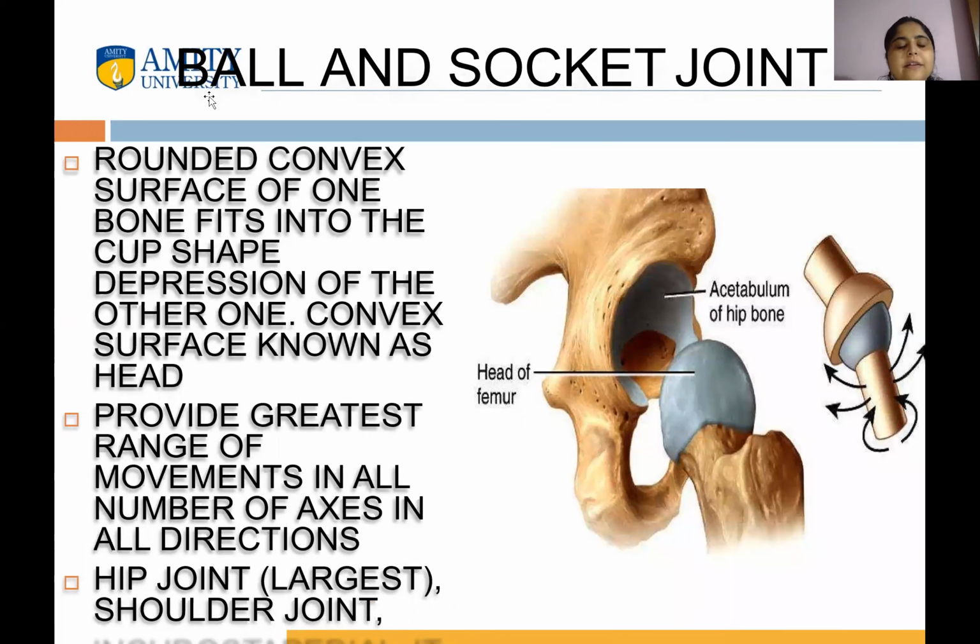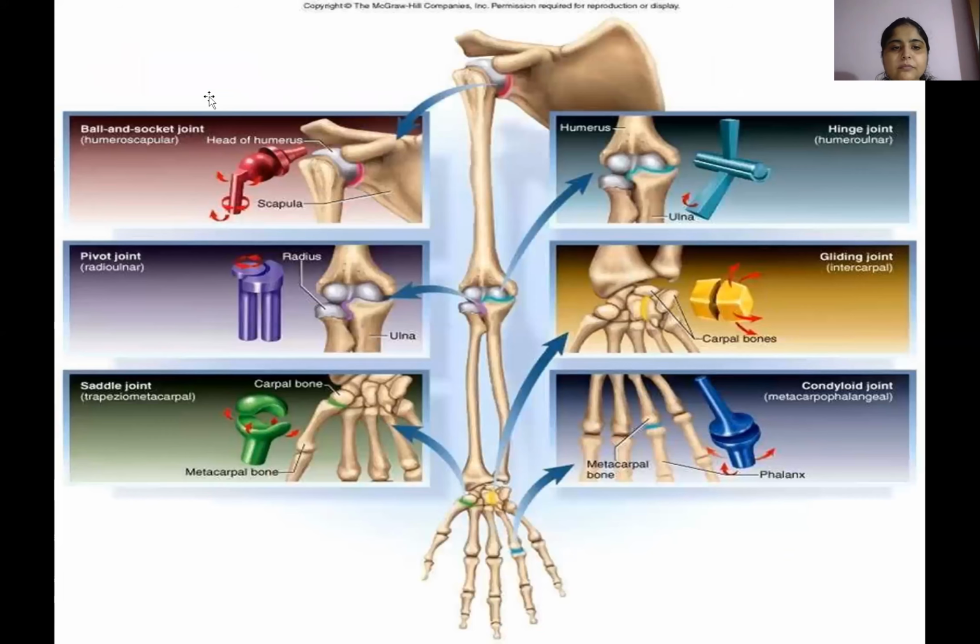Ball and socket joint is the most commonly present and helps in free movement of the body. Examples are the shoulder joint and hip joint. The diagram shows the hip joint, which is between the head of the femur and the acetabulum of the hip bone. It is a rounded convex surface of one bone which fits into the cup-shaped depression of the other. The convex surface is known as the head. It provides the greatest range of movement, in all axes and in all directions. Hip joint and shoulder joint are the examples.